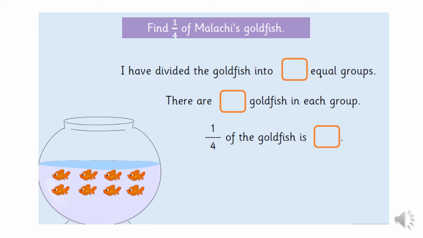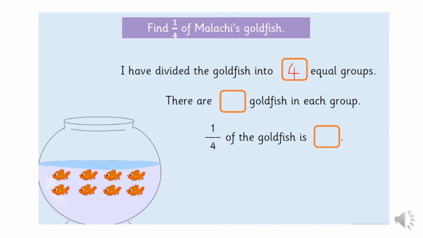Let's have a look at the first question. We are asked to find a quarter of Lackey's goldfish. To help you organise your thinking, we've divided the goldfish into equal groups. And because we're finding a quarter, we're going to split them into 4 equal groups.